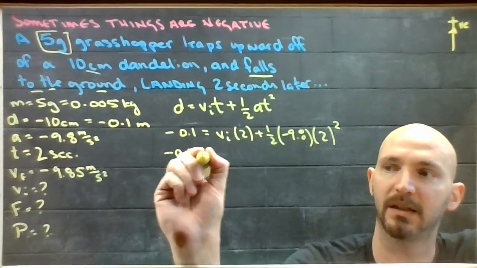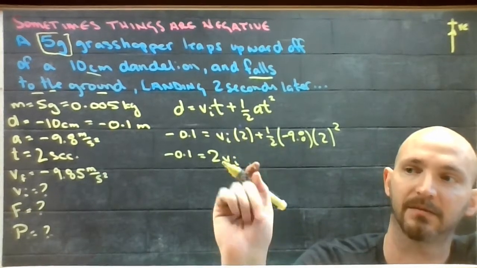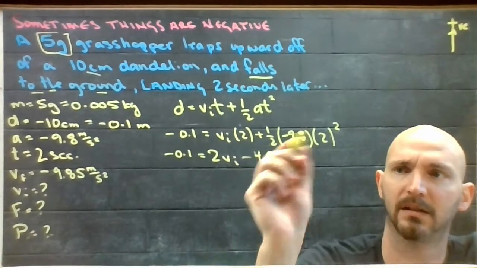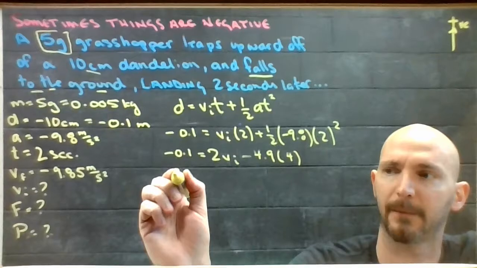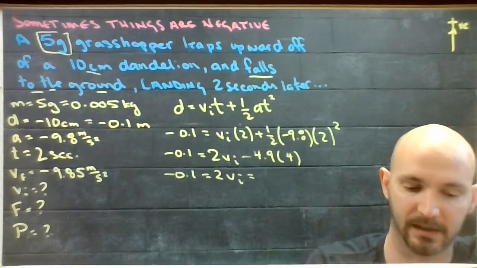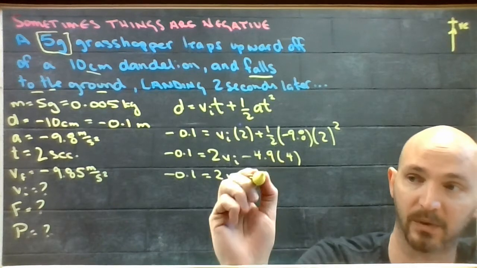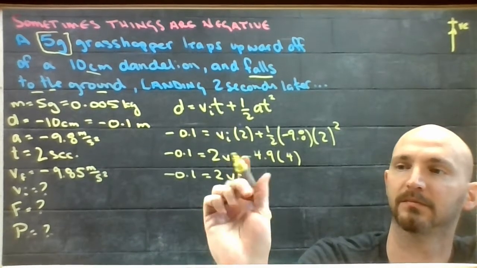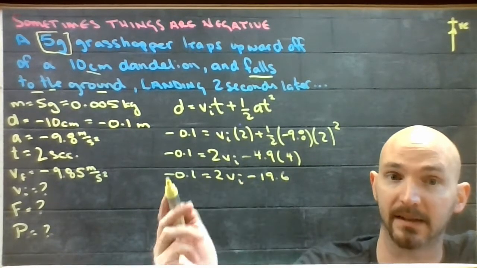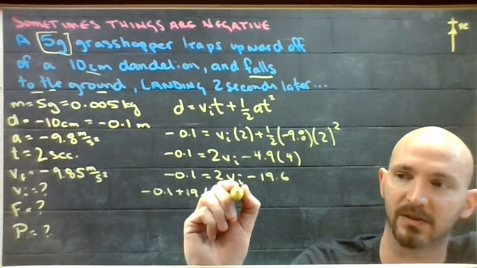Negative 0.1 is 2 times initial speed. Now a positive times a negative gives me a negative answer. Half of 9.8 is 4.9. 2 squared is 4. And I have already forgotten what 4 times 4.9 is. 19.6. So I'm going to have to add this to the other side. So negative 0.1 plus 19.6 is 2v initial.